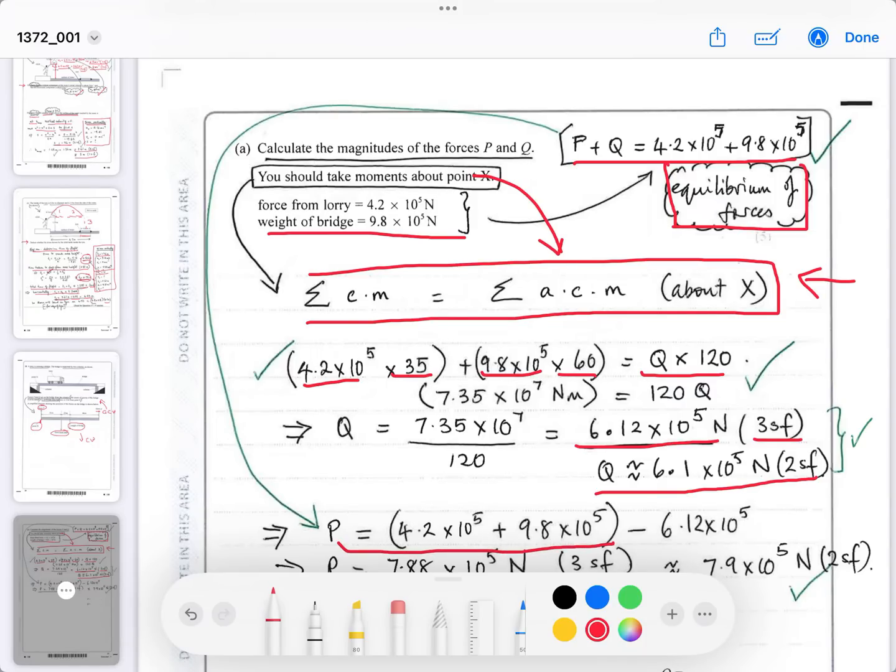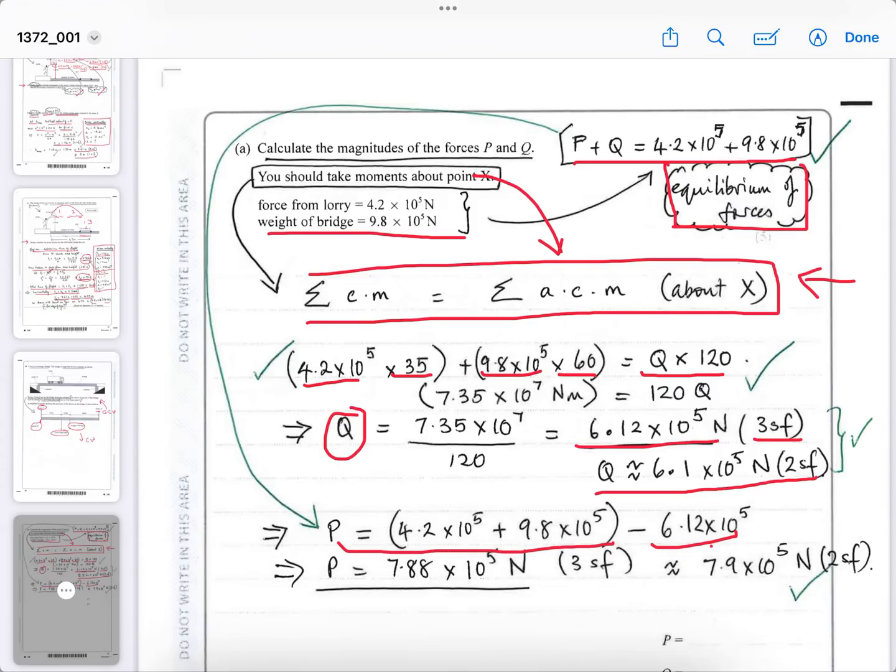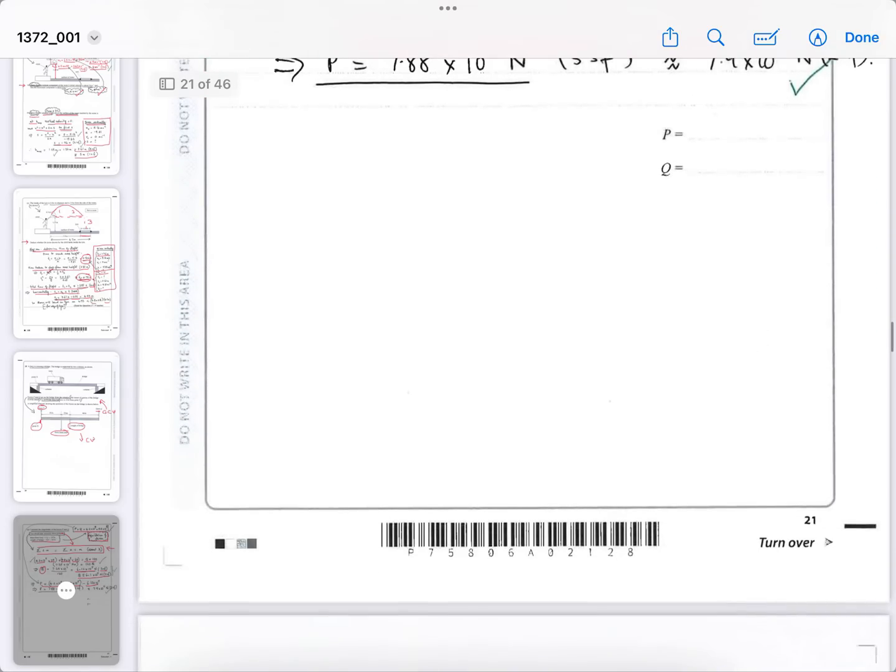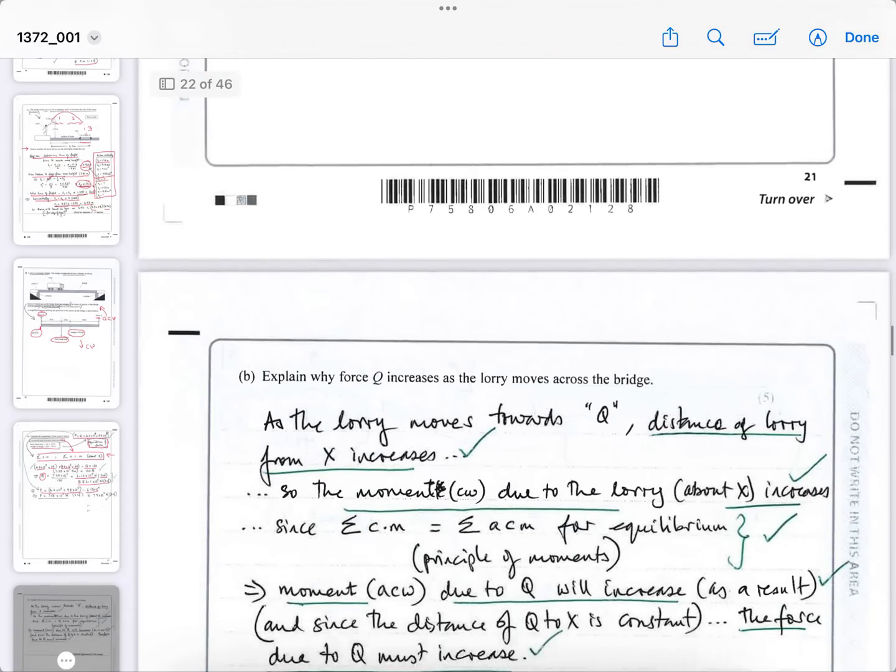These are the downward forces. Take away the force we've just worked out for Q, and you will get the force left for P as 7.88 times 10 to the 5 newtons to 3 significant figures, but you then round it to 2 significant figures as 7.9 times 10 to the 5, okay? And that's the answer to this section of this question.